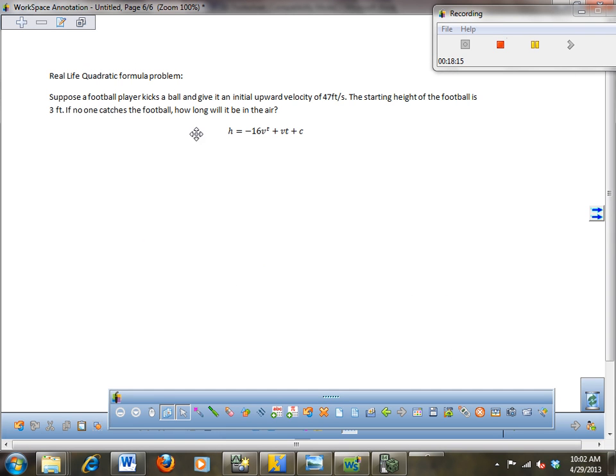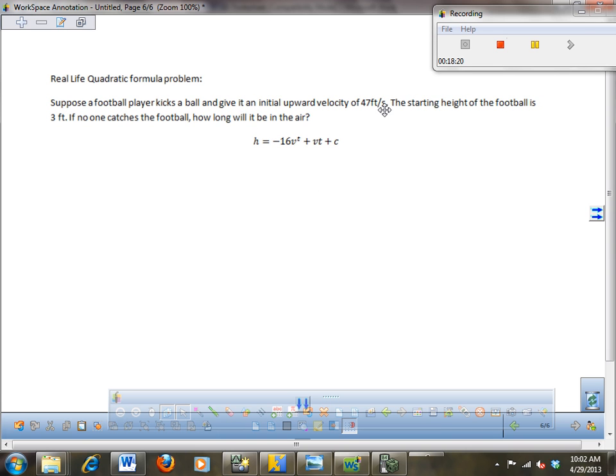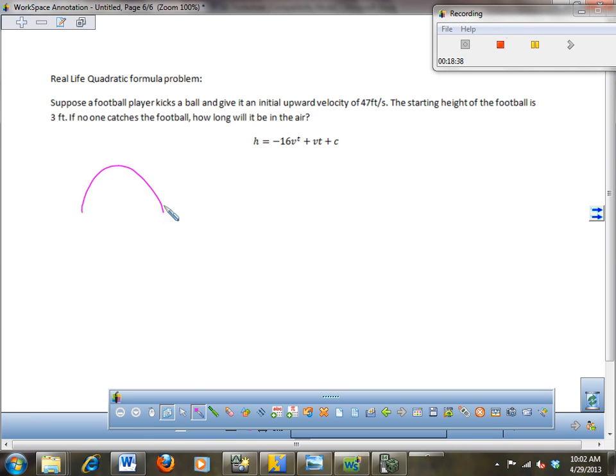And so suppose a football player kicks a ball at an initial velocity of 47 feet per second. The starting height of the football is 3 feet. If no one catches the football, how long will it be in the air? Okay? So here's the basic formula. That's a formula for what's called projectile motion. When you kick something in the air or throw something in the air, and it goes like this. And this will give you the height, and this will give you the time.